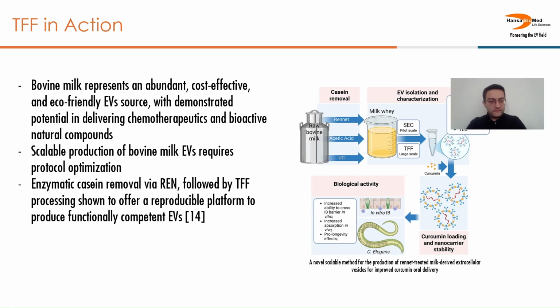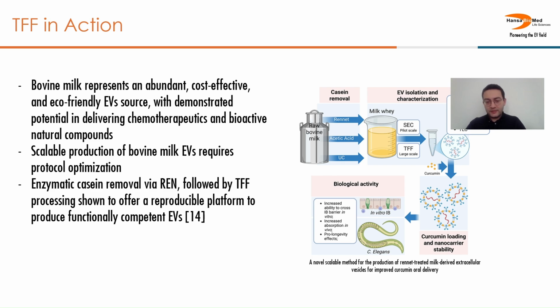And then in my fifth and last example, the starting source is now bovine milk, which is an abundant, cost-effective, and eco-friendly source of EVs with demonstrated potential in chemotherapeutics or bioactive natural compound delivery. However, the challenge is again the scalable production of bovine milk EVs with an optimized protocol.